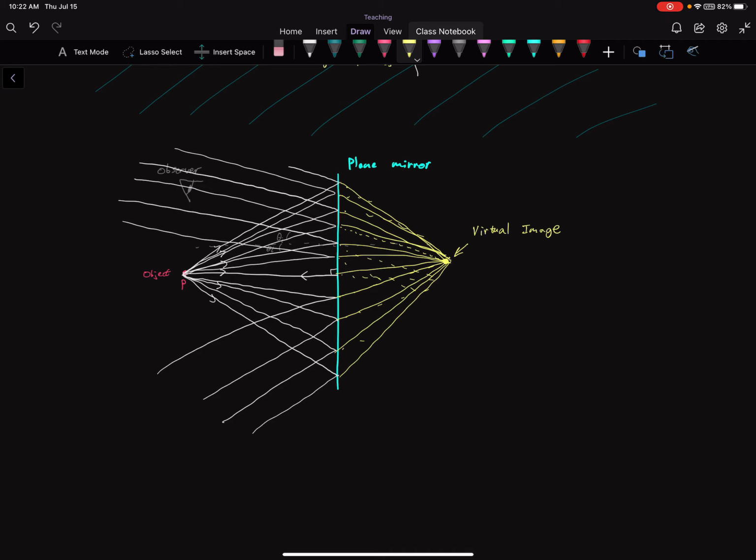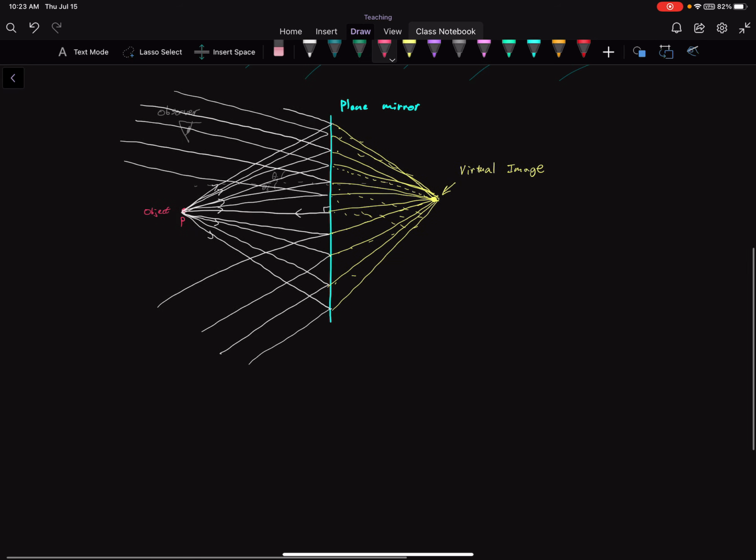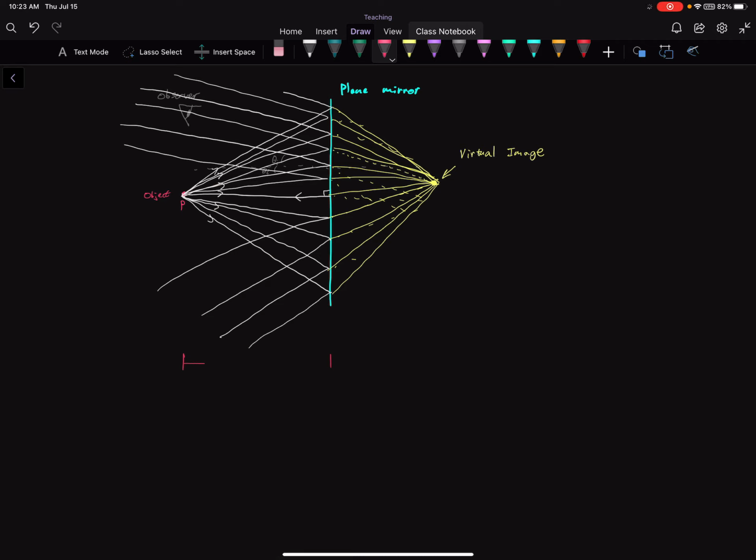So there are a couple of things that we can identify here as we move on and form a little bit more precise of an image. We have distances that we were just alluding to. We have the distance from the object to the reflecting or refracting surface, in this case a reflecting surface. We're going to call that the object distance, and we're going to denote that with an S. And then we have the distance from the reflecting or refracting surface again to the image. We're going to call that S prime, and that is the image distance.